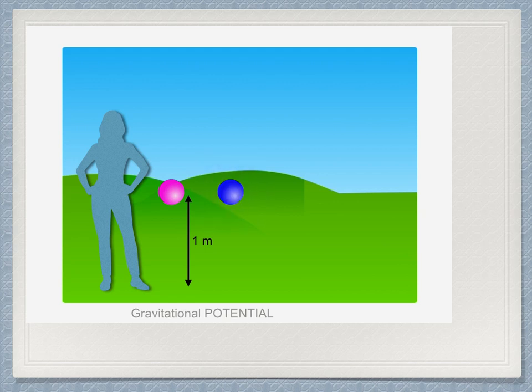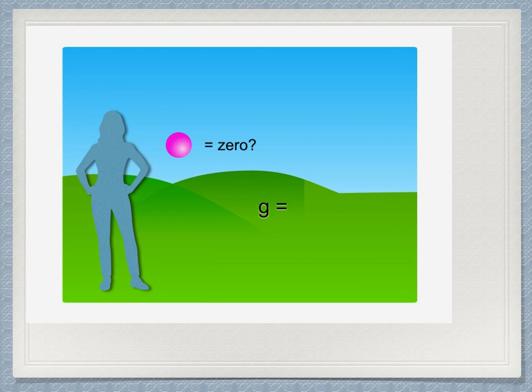If the ball weighs 2 kilograms, it has twice the potential. If the 1 kilogram ball is raised to a height of 2 meters, it also has twice the potential energy. These calculations require some agreement between researchers. Where will we decide 0 to be? What is the value of the constant g? Will it ever change?